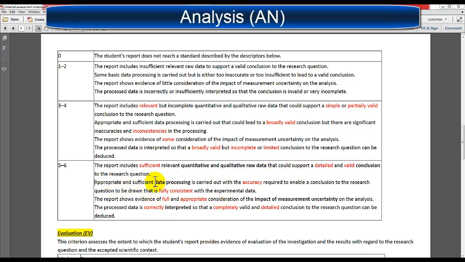Next is about the data processing. So you can compare these two sentences. This one is saying an accurate data processing to reach the conclusion, and it has to be fully consistent with the data. And the middle band is saying a broadly valid conclusion, and there may be some inconsistency and inaccuracies. So I would say this is more about whether you are careful or not, and understanding the whole research question well. As long as you understand the physics concept behind, there shouldn't be much issue.